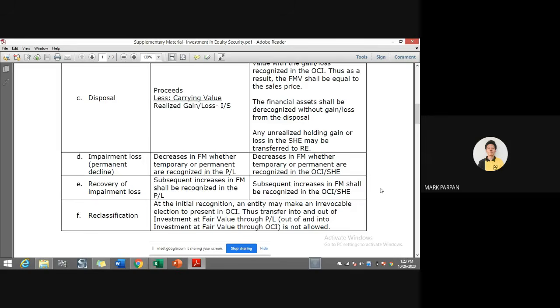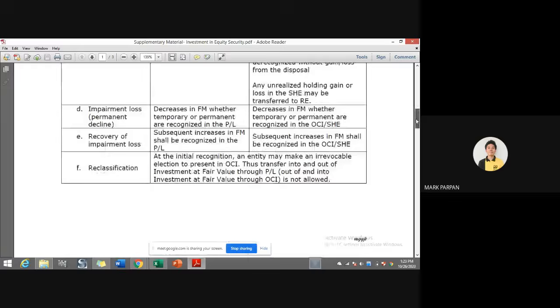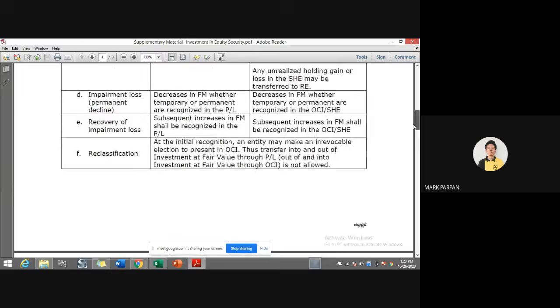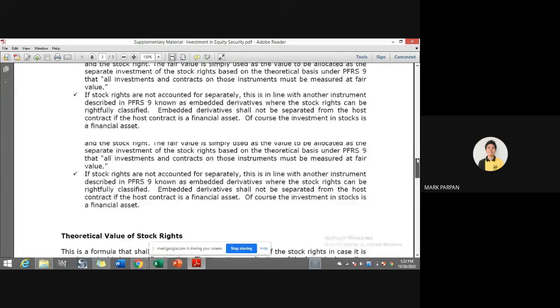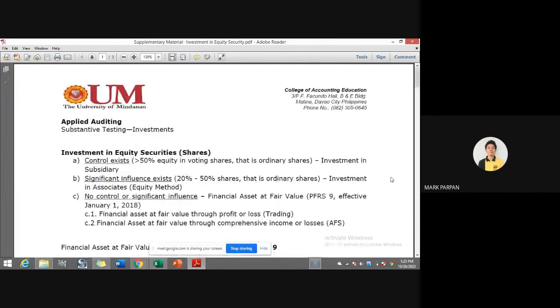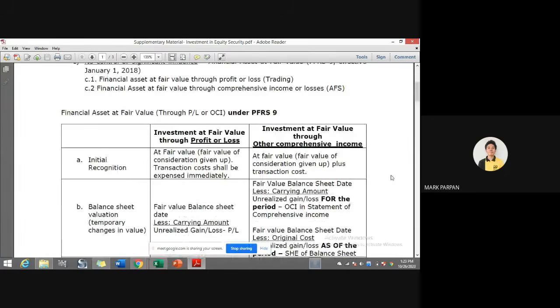I hope that you have learned something, and please utilize this material. It would really save you. We are done with the first part of the material. We still have three more parts, which will be your key to make your life easier for investments. I hope it will help you. So please study.